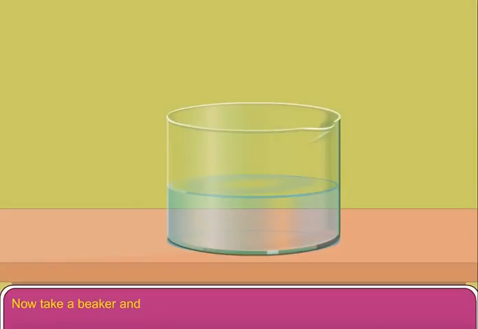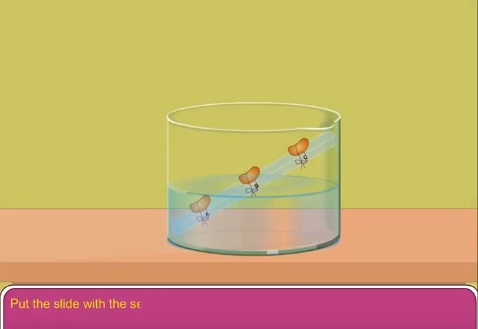Now take a beaker and fill it half with water. Put the slide with the seeds in the beaker in such a way that seed A is completely in water. Seed B is partly in water and partly in air. Seed C is completely in air as shown. Leave the beaker in a moderately warm place for 2 to 3 days.